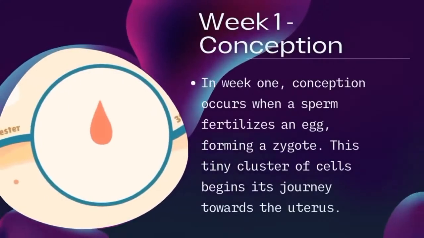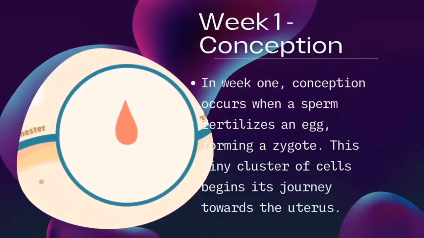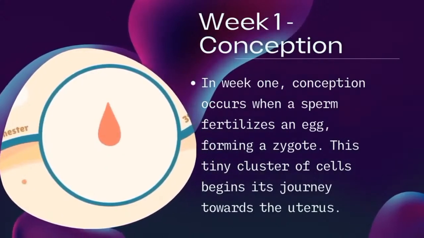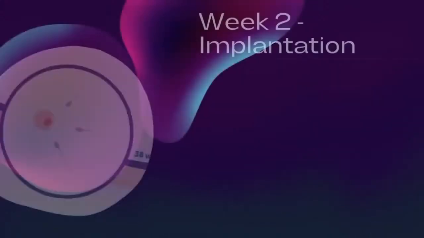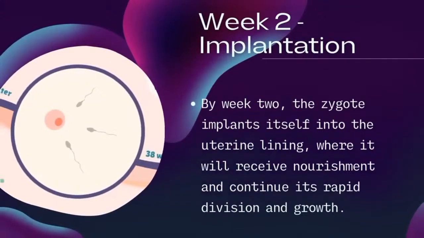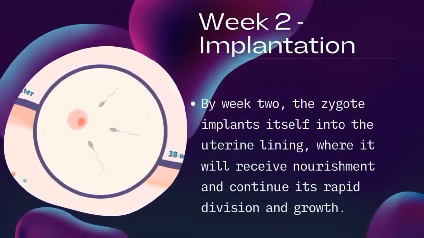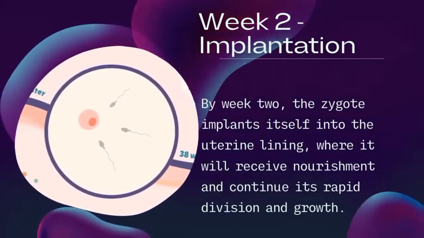Week 1, Conception. In Week 1, conception occurs when a sperm fertilizes an egg, forming a zygote. This tiny cluster of cells begins its journey towards the uterus. Week 2, Implantation. By Week 2, the zygote implants itself into the uterine lining, where it will receive nourishment and continue its rapid division and growth.